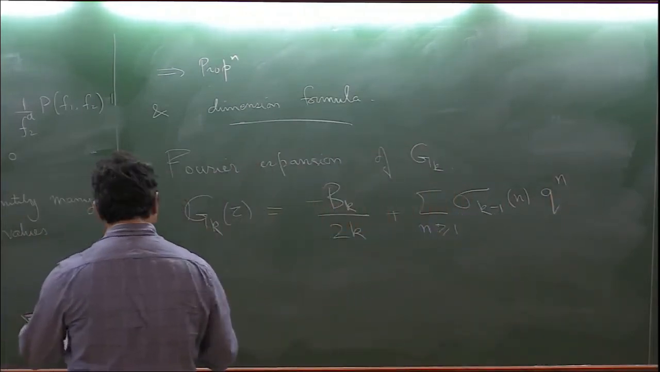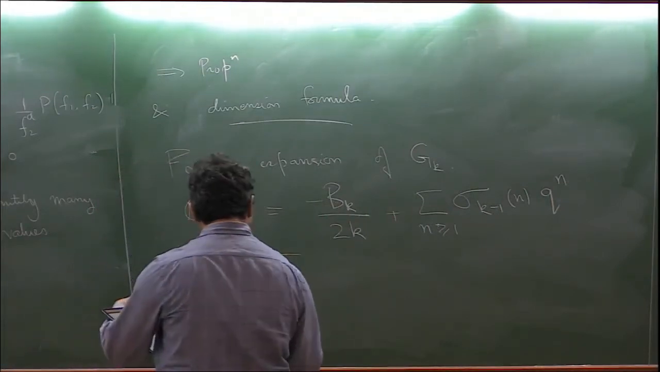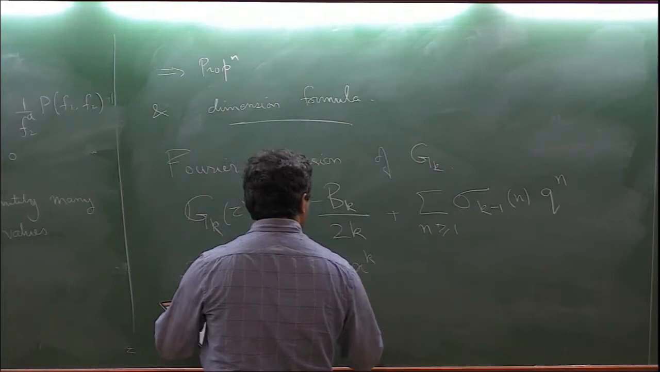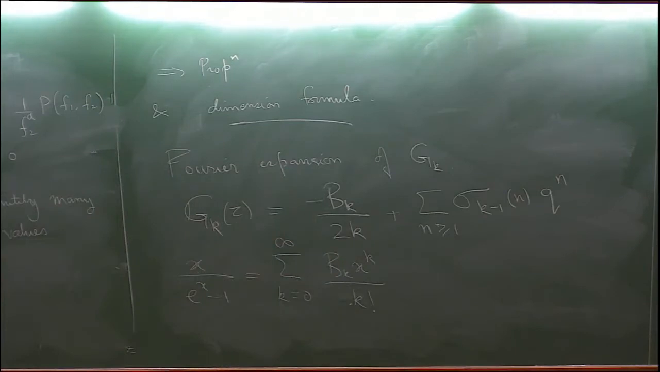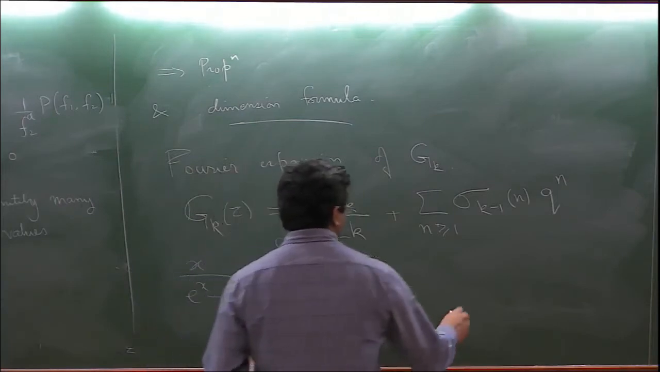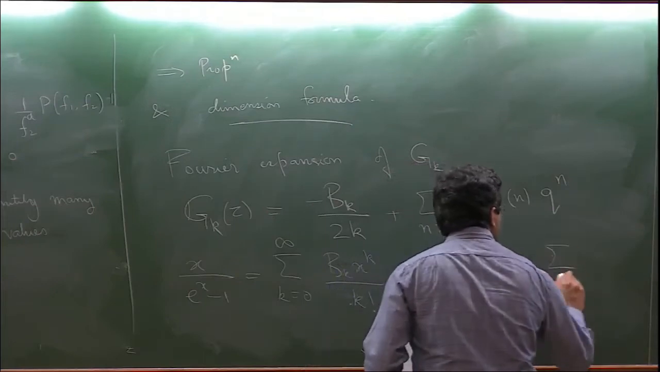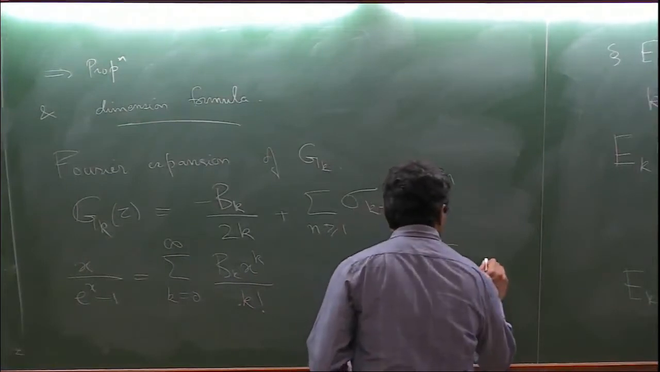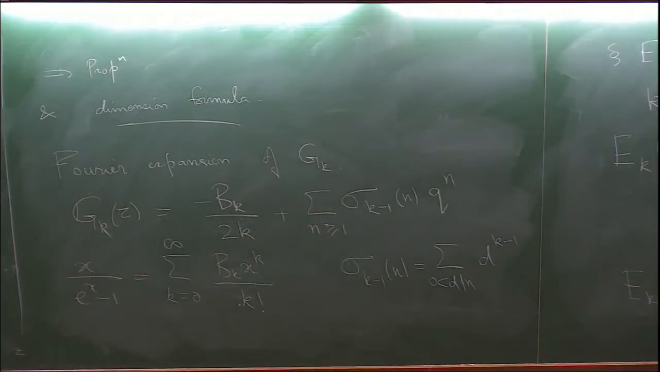So bk is defined by x by e to the x minus 1 is the summation k going from 0 to infinity of bk x to the k by k factorial. So this is what defines the Bernoulli numbers, and they are rational numbers. And sigma k minus 1 of n is the summation over all positive divisors of n of d to the k minus 1. Okay, so that's the divisor function.